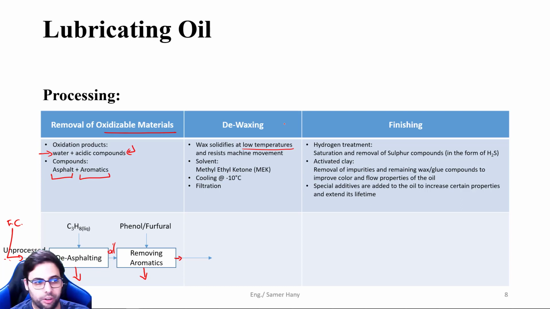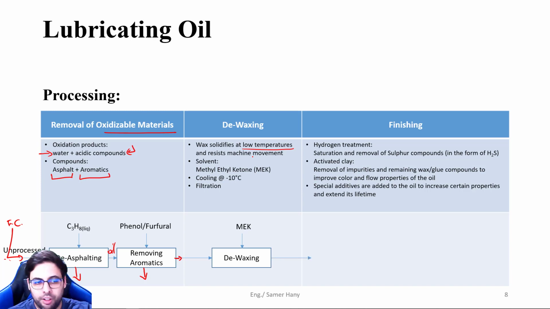or when in the oil tank, or even at the operating conditions or the operating temperature if it's a low temperature. So this will start resisting the machine movement and will introduce some extra resistance into the system, and we don't want that. So how do we remove the waxes? We introduce a solvent, which is methyl ethyl ketone, or MEK for short, and after that we cool down to -10 degrees Celsius, and then a filtration unit to separate the oil layer from the frozen or solidified layer of wax and MEK.